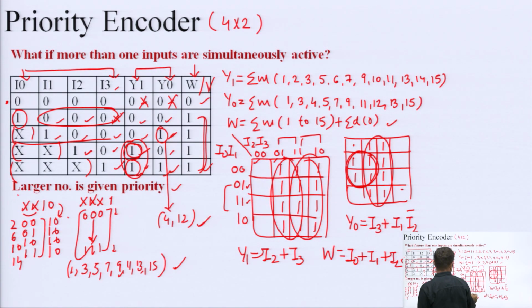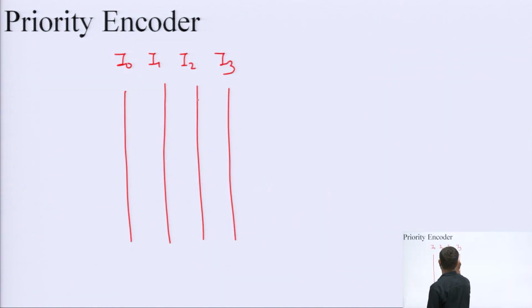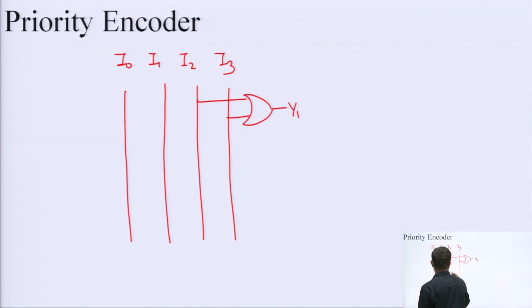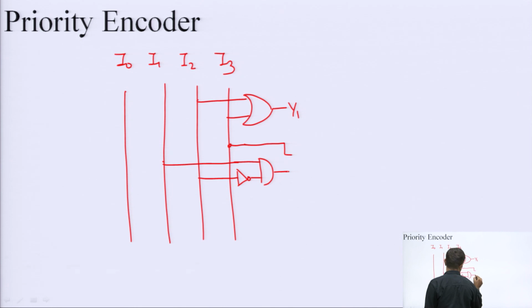We can see that I2 plus I3 is giving me Y1. So, this I2 plus I3 is giving me Y1. Okay. Then I3 plus I1 I2 bar, I3 plus I1 and I2 bar. Okay. So, this is a product and addition of these two to provide Y0.